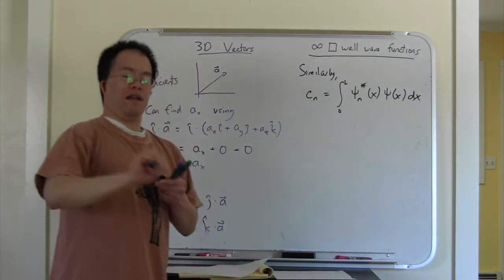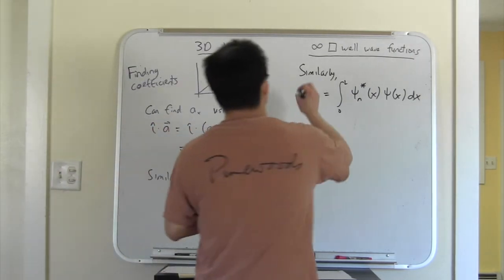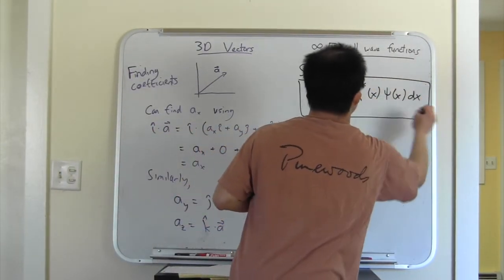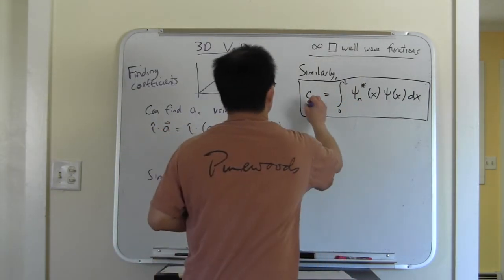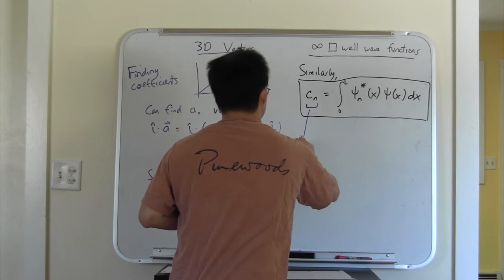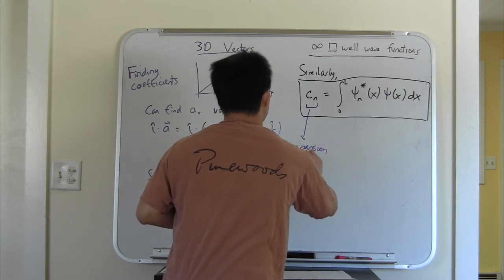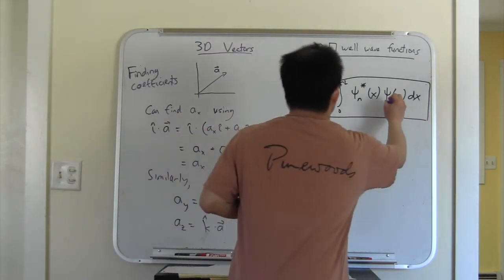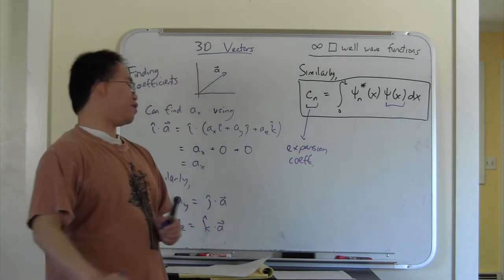So let me unpack this. This is a really important equation, so I'm going to box it. Okay. So this is my expansion coefficient. This psi of x is my arbitrary wave function.